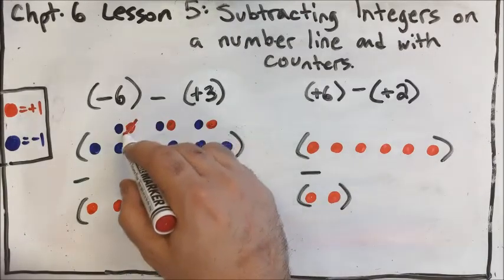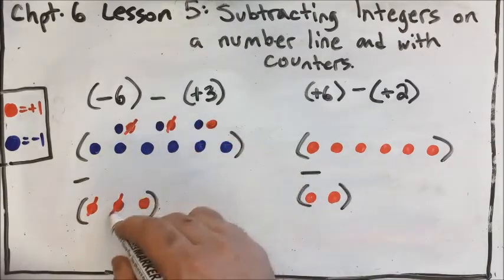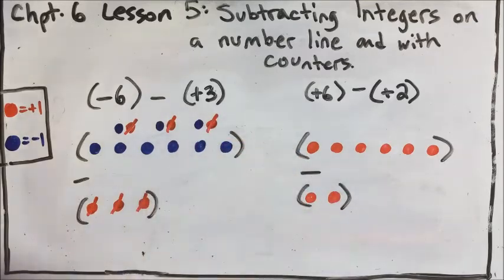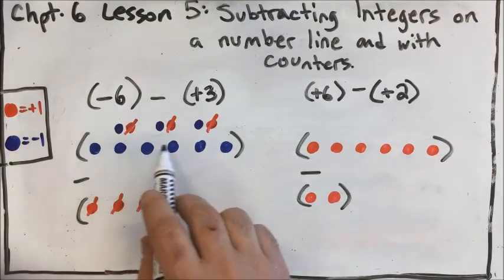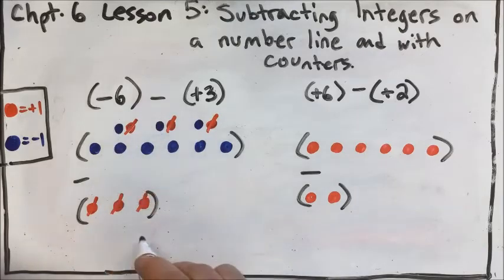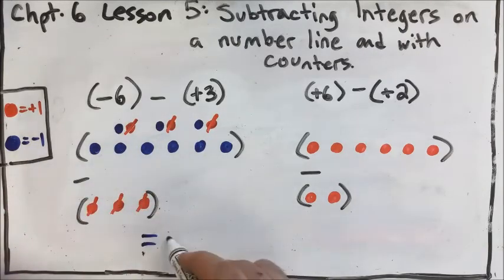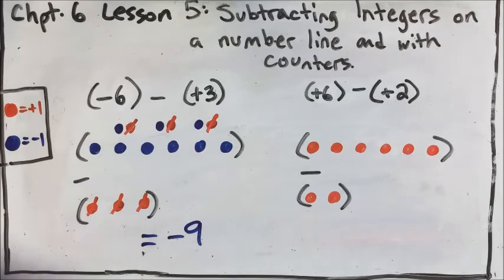Now by doing this, I can cross off a red with a red, red with a red, red with a red, and I'm left with 1, 2, 3, 4, 5, 6, 7, 8, 9 blues. Blues stands for negative, so my answer is negative 9.